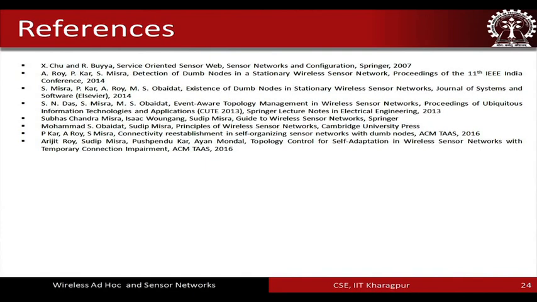This is the list of references. Like before, we have listed all the different papers and books that can be consulted for understanding the basics of sensor networks. Not only the basics, but all of the different aspects of sensor networks that we will also be covering in the later course. So these books will come in very handy. Let me just give you a few highlights.